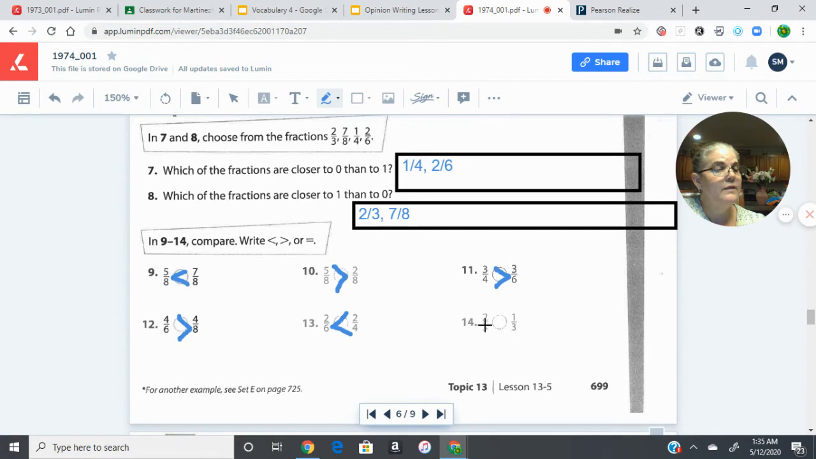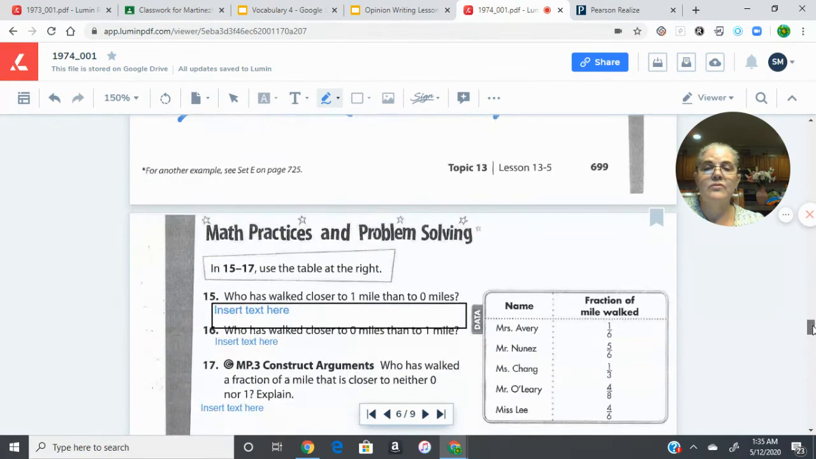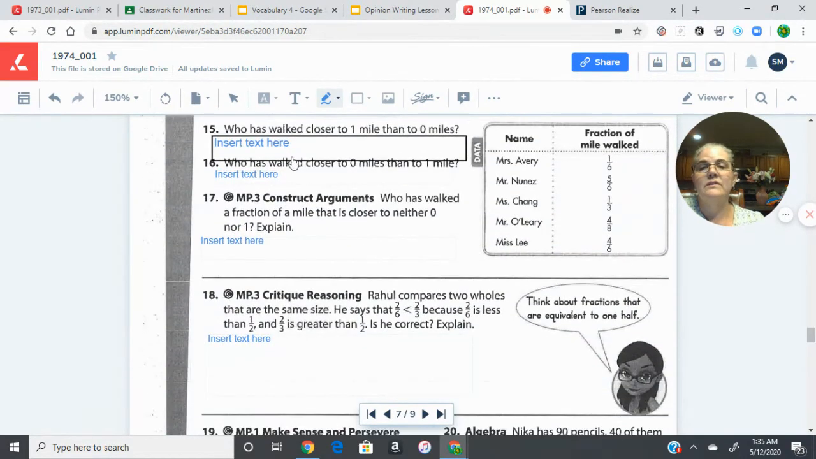And then the last one on this side, 2/3 compared to 1/3. So you've broken up the line into thirds, and you're 2/3 of the way compared to 1/3 of the way. So that would make it greater than. All right, so pause it if you need to, so that you can catch up with us and get it all written in there. All right, so we're on the back, and we're on page 700.